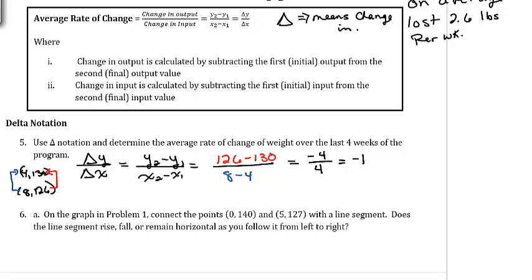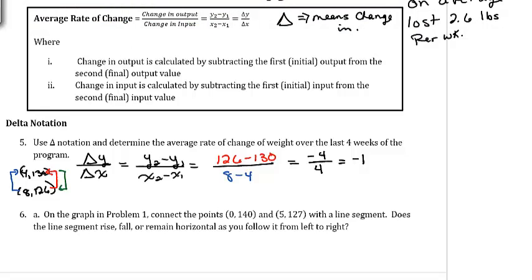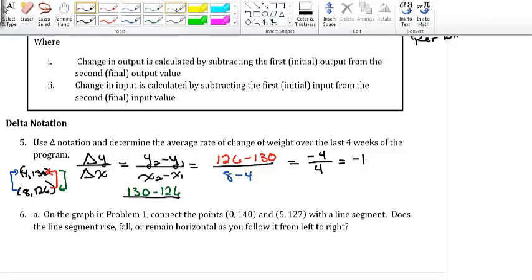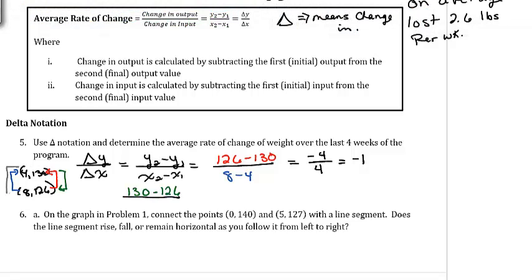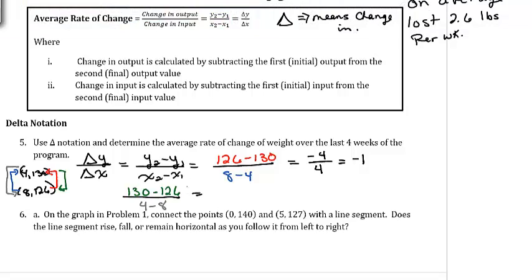Again, it doesn't matter what order we do this in. I'll do the calculation again, only I'll subtract in the opposite order. So if I did 130 minus 126 on the top, then I would just have to make sure that when I subtracted the x values that I did it in the same order. So I'd have to do 4 minus 8. And we'll get the same result. It's just that now the top number will be positive 4 and the bottom number will be negative 4, but we still get negative 1 as our rate of change. And our units on this would be pounds per week.